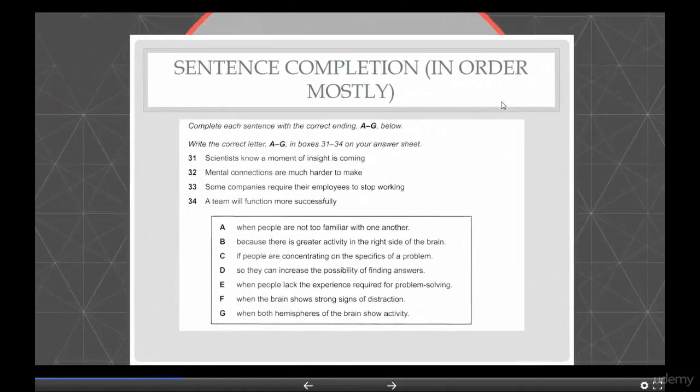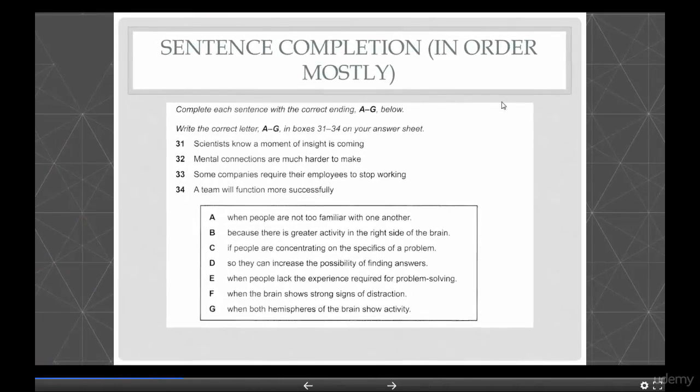Next, we have our sentence completion question. Our sentence completion question goes in order most of the time. With this type of question, basically what they're doing is they give you the first half of a sentence, and you have to look at A, B, C, D, E, F, G, and determine which part is the second half of the sentence. So to do this question properly, you have to find the keywords for like number 31. You have to find those keywords in the reading passage and then read the sentence where you see those keywords, and then you'll know which of A, B, C, D, E, F, G is the missing part. Okay? So we're going to go over that in more detail.